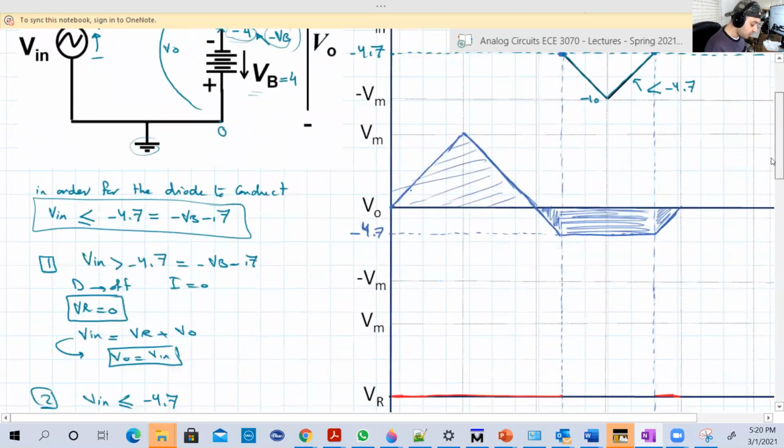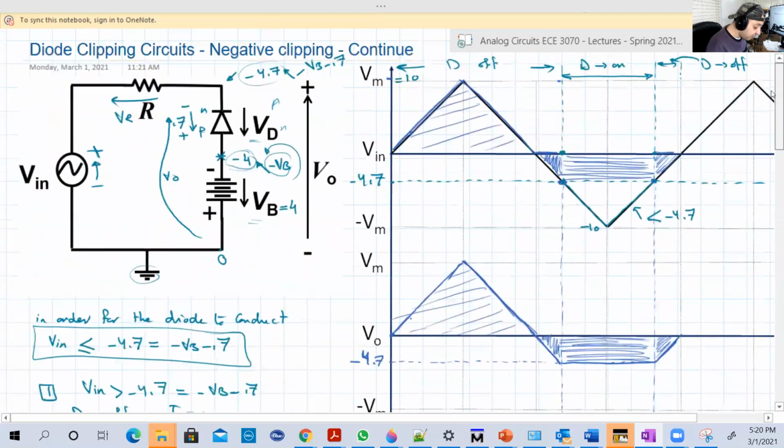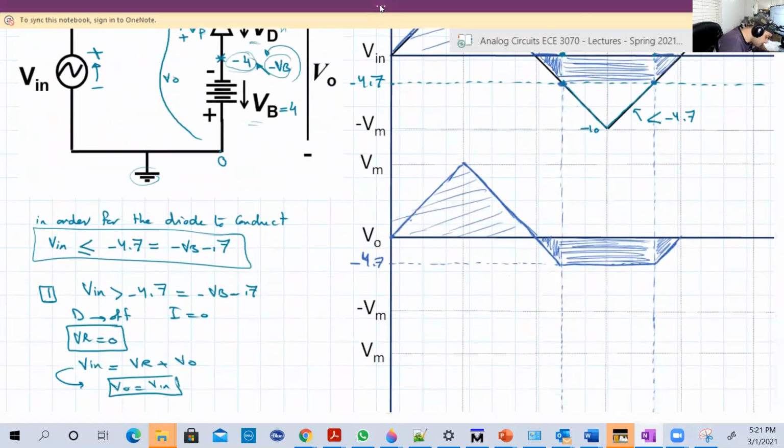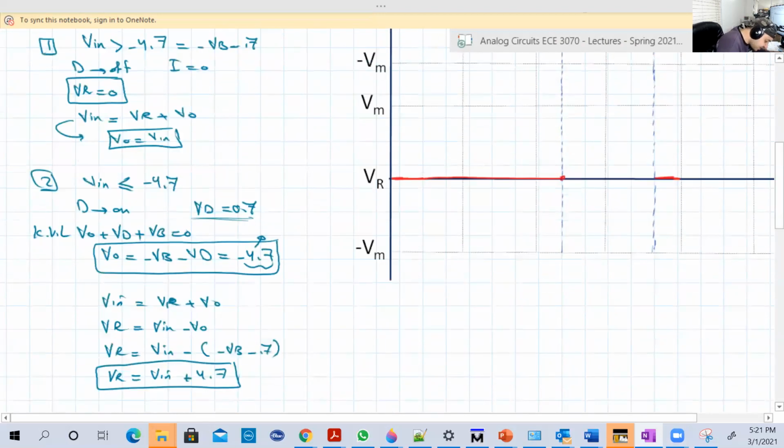How about VR? So VR is V input plus 4.7. Whatever V input is, add to it 4.7. So for example, here V input is minus 4.7. When you add 4.7, it will be 0. So let's check. Yeah, it's 0.